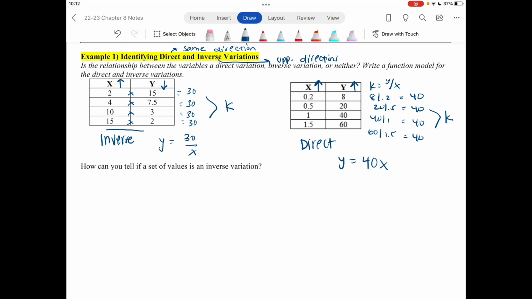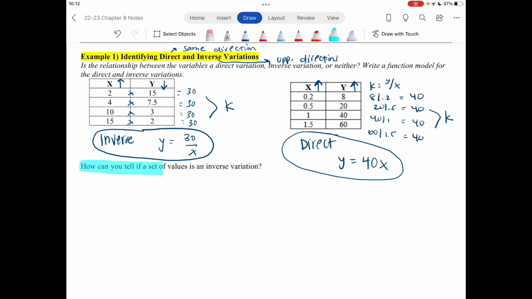So in both problems, we were able to tell if it was inverse or direct, and we were able to write what the function model or the function rule is for the given table. Pause the video and answer this question for yourself. How can you tell if a set of values is an inverse variation? What are things that you notice from this example?